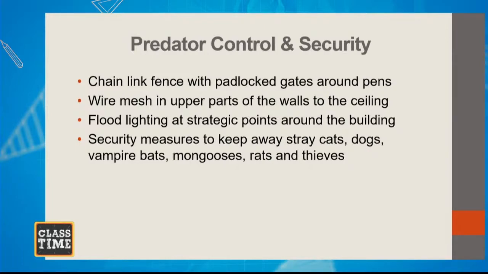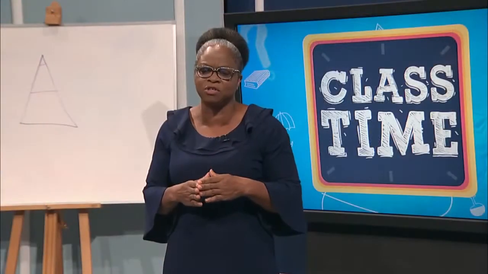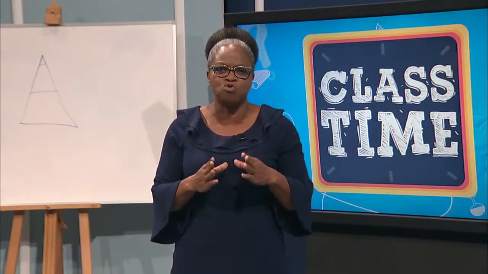Good? If you're going to do your wire mesh, like for your poultry and rabbits, make sure that it goes straight up to the walls or the ceiling. Floodlighting is very important too. You want to place them at strategic points around the building. And remember that we must make sure that we keep away stray cats, dogs, vampire bats, mongooses, rats, and thieves, because we want to make sure that at the end of their lives, we'll be able to make good money.